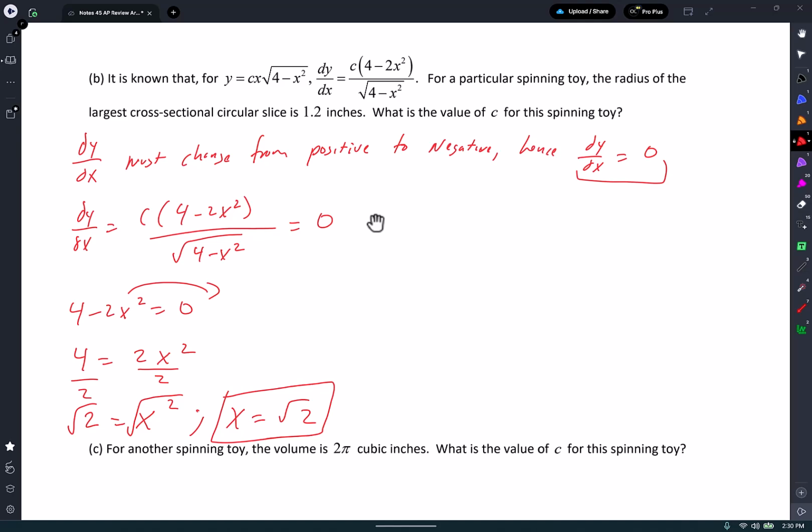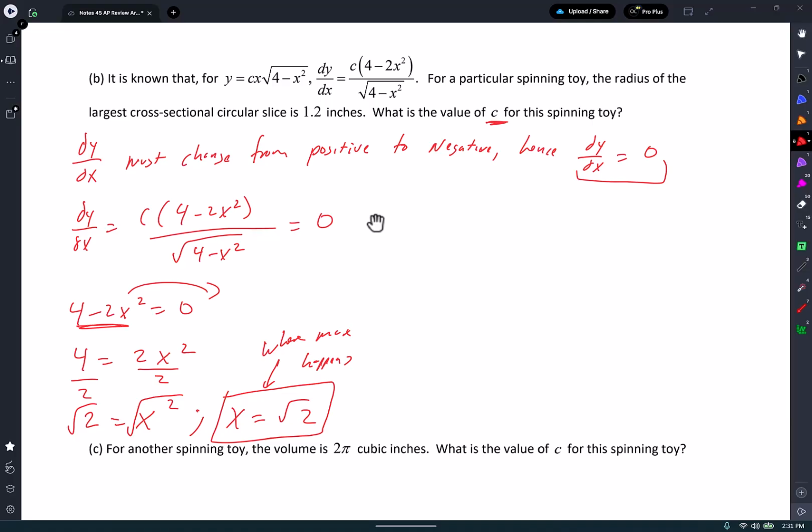Okay, I still haven't found the C value that they want me to find. They want me to find the C. Well, this is where the max happens. If you want to check, you can. That's the only location where this is going to change from positive to negative. If you were to graph this expression, it's downward, and that's at the square root of 2. That's the biggest. You guys know what I'm talking about?